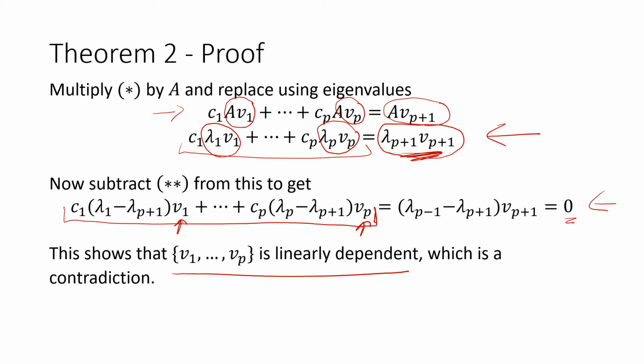So in other words, we can never have any linear dependence in our set of eigenvectors. It can never happen. Our eigenvectors are always linearly independent. This is a property we're going to use again in the next few classes.